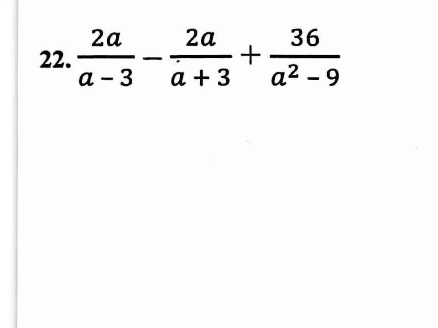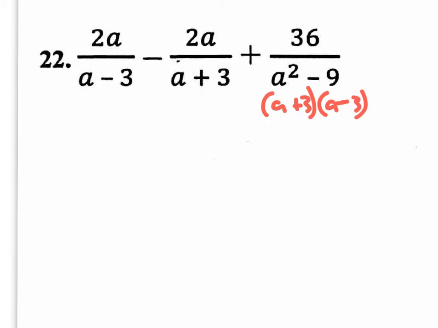So picking up with number 22 here, again, you want to factor all denominators if possible. So this is already factored, that's already factored, this one's not. Let's factor that. And we're going to factor it to a plus 3, a minus 3. Everybody should be comfortable with factoring that quadratic binomial already.